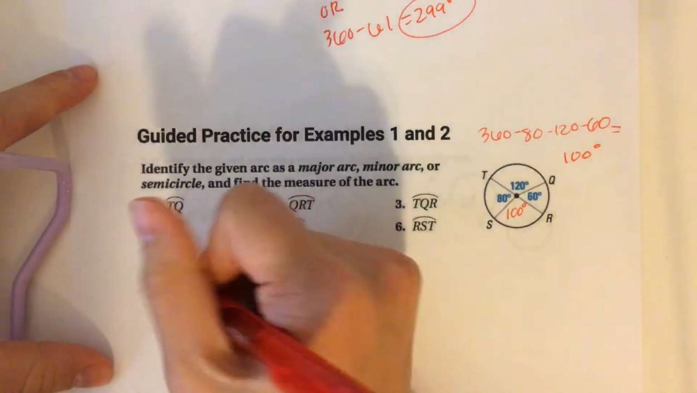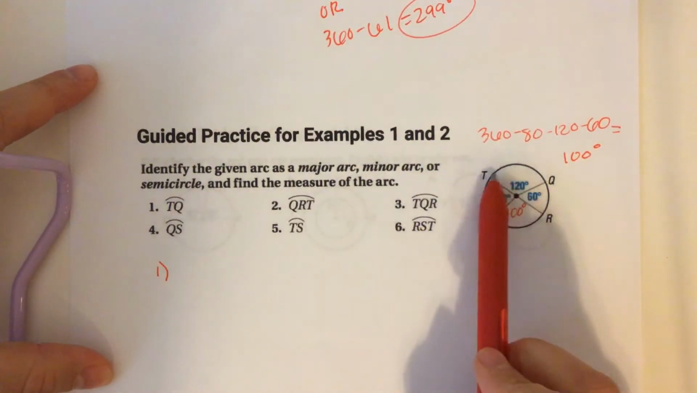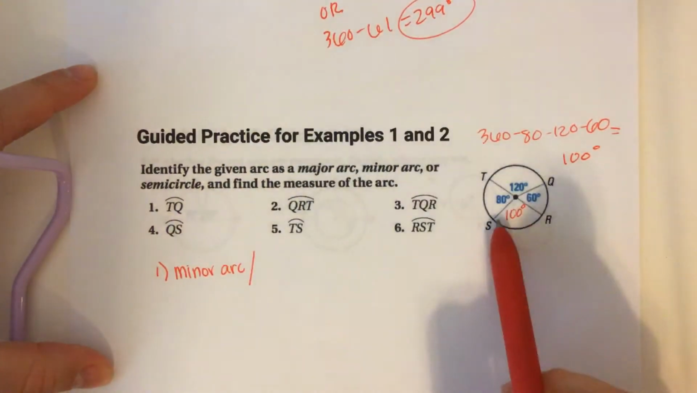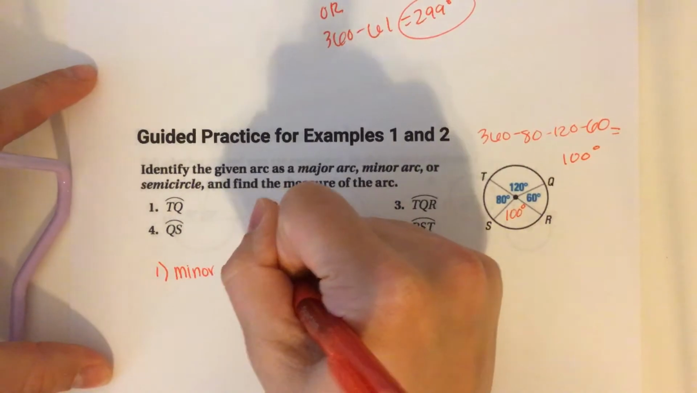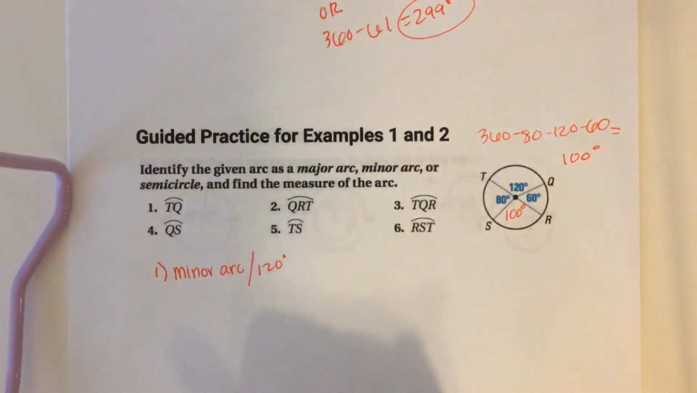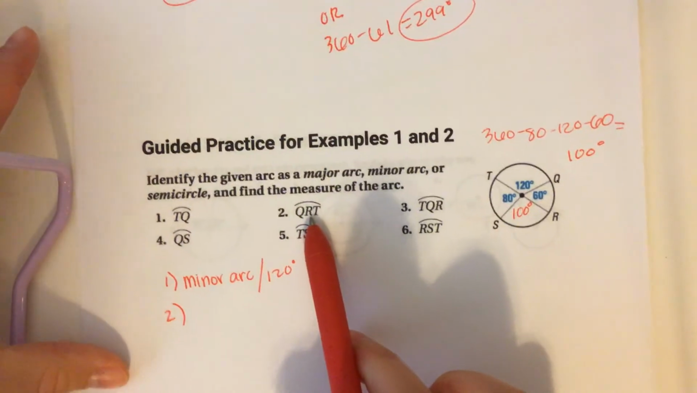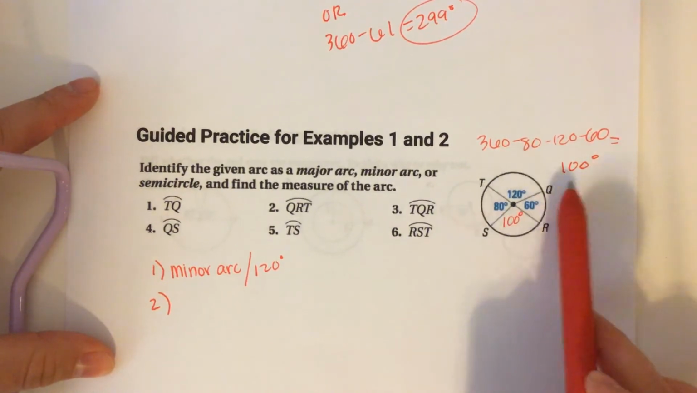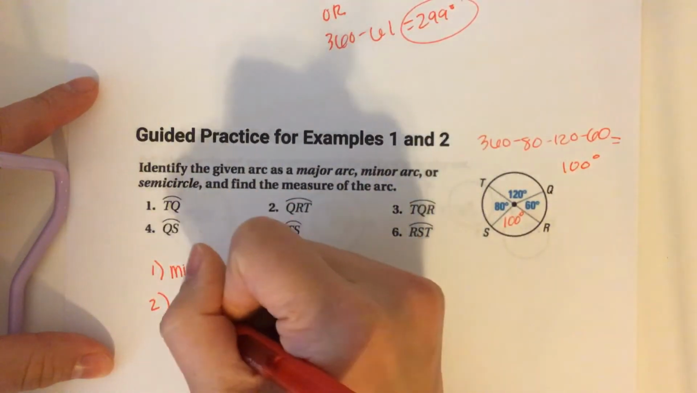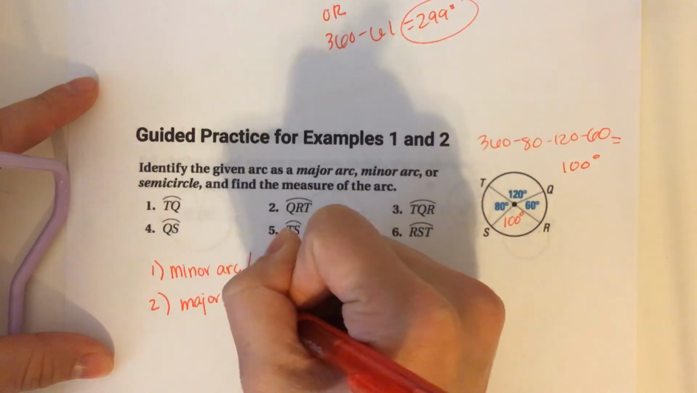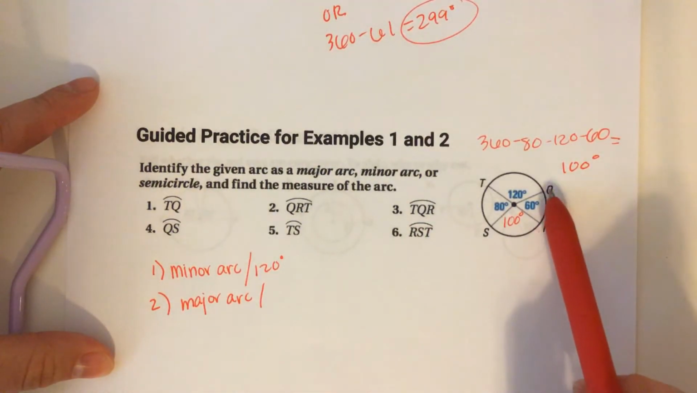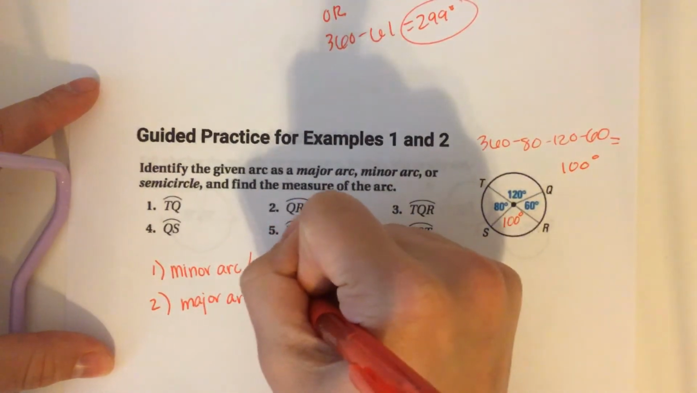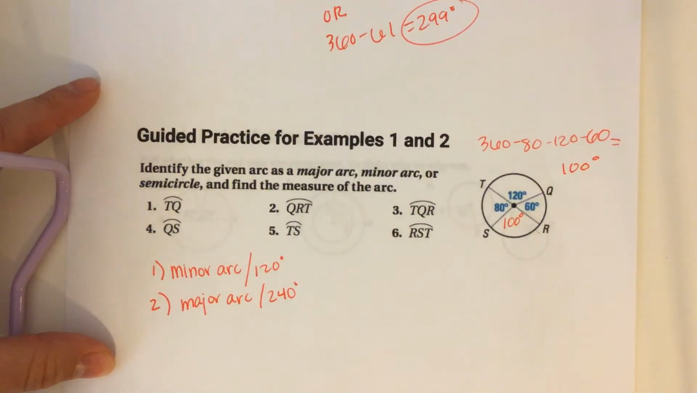So now jumping over to number 1, we have TQ. Well, we can see that this is a minor arc. It's 2 letters, and it's less than 180 because we know it's 120 degrees. Number 2 here, it's 3 letters, so it's either a major arc or a semicircle. Looking at our picture, QRT is greater than 180. It's not just half the circle, so this is going to be a major arc. And we're going to have, so QRT, we're going to have 60 plus 100 plus 80 to get that is 240 degrees.